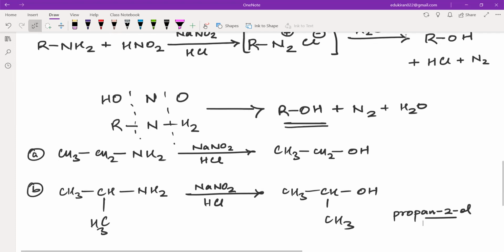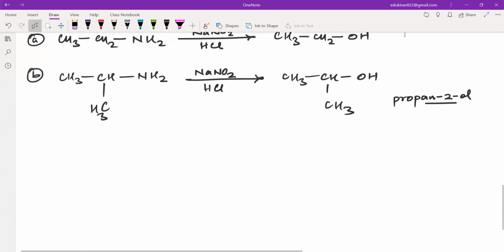Right, next, that is the reactions with aromatic amines, primary aromatic amines. Reaction with aromatic amines. In this, we have to write some text also.